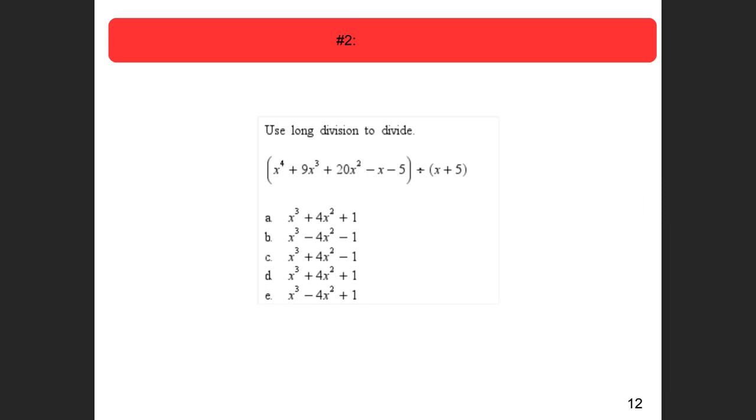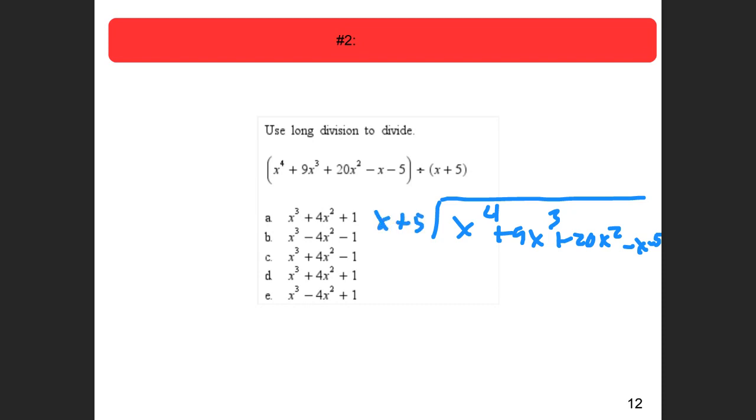Okay, now I will do this one with long division, but in reality, you could use synthetic division because this is a practice problem. But let's review synthetic or long division again. So long division: I've got x to the 4th plus 9x to the 3rd plus 20x squared minus x minus 5. And I'm going to divide that by x plus 5.